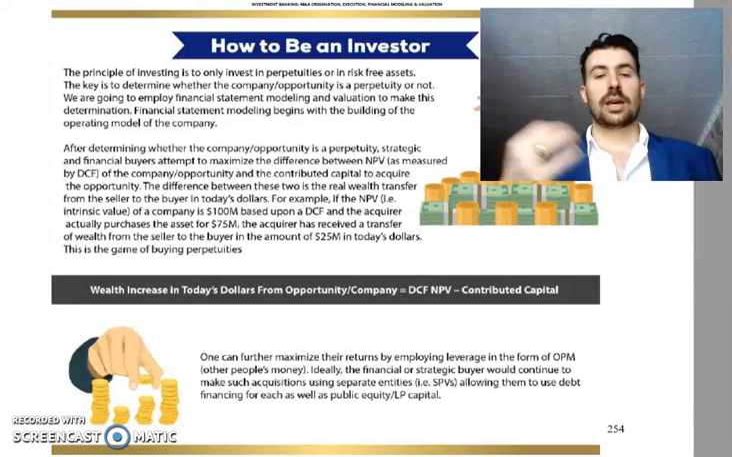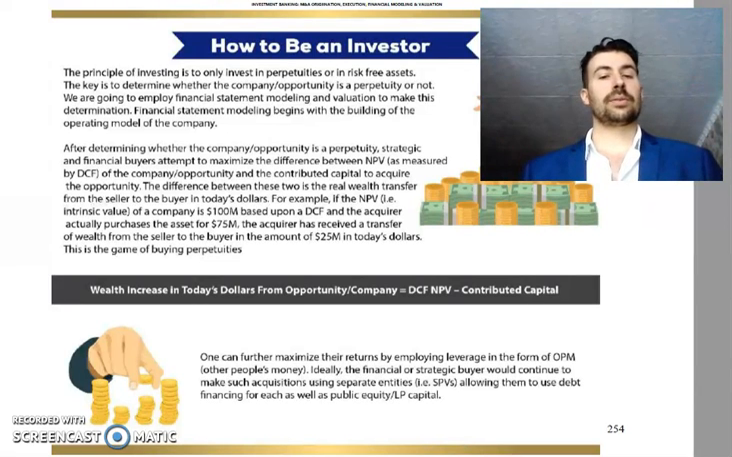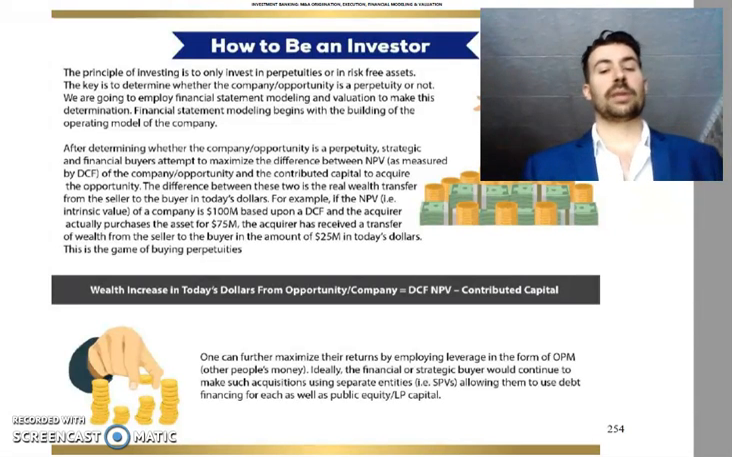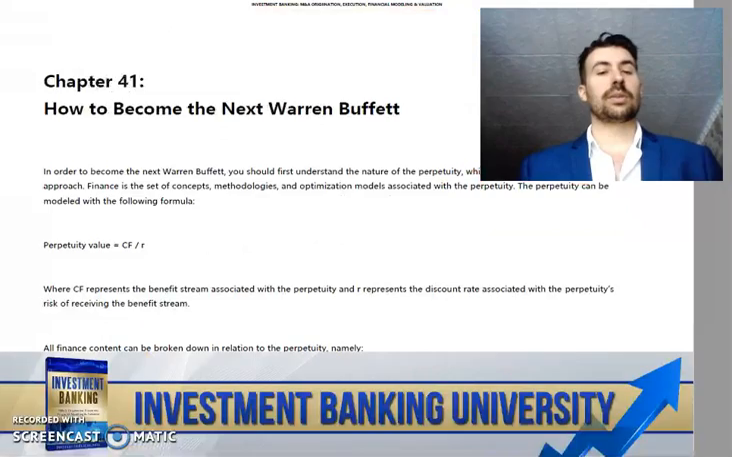This is just an infographic depicting what we just talked about, and the answer to how to buy a perpetuity is discussed in another question, how to be an investor. And this is just talking about the margin of safety formula: the wealth increase in today's dollars from a company or opportunity is the difference between the DCF NPV and contributed capital.